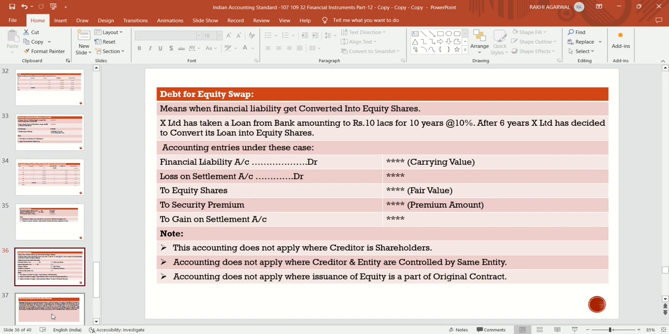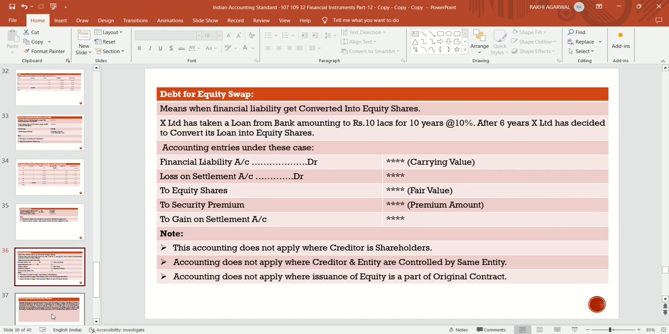Note, this accounting does not apply where the creditor is a shareholder. Where the creditor is a shareholder, this accounting will not apply. It will also not apply where the creditor and the entity are controlled by the same entity. Means if the creditor and the entity are controlled by the same entity, this accounting will not apply.